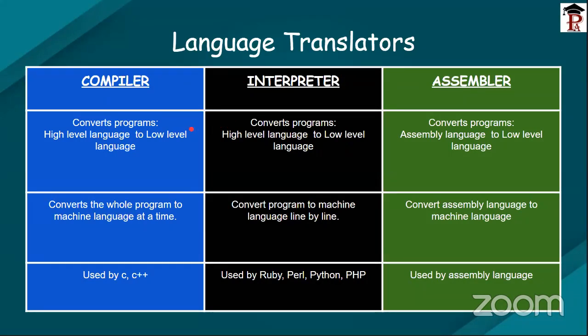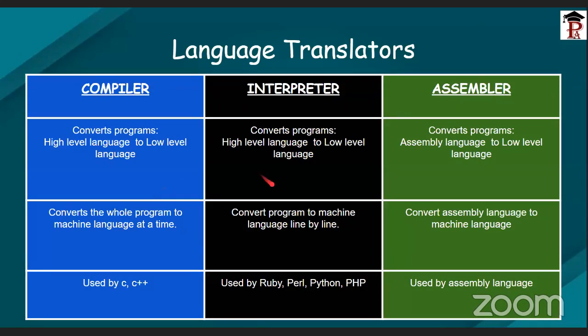Both are doing the same work. They are converting high level language to low level language. But the difference between the compiler and interpreter is that the compiler converts the whole program at the time of execution. Once you compile, it will compile all the lines in the program and give the results, showing what the errors are, or if there are no errors, it will give an output.